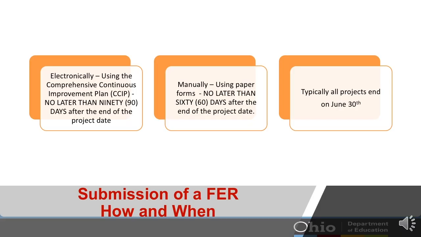Depending on the type of grant application, the final expenditure report will be submitted either online through the CCIP or manually using the standard and most current paper forms developed by the department. These forms and instructions are available on the Grants Administration webpage. For FERs administered in the CCIP, submission is required no later than 90 days after the end of the project date. And for paper FERs, submission is required no later than 60 days after the end of the project period. In most cases, all projects end on June 30th.